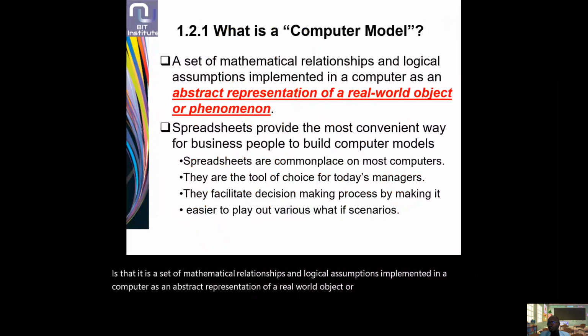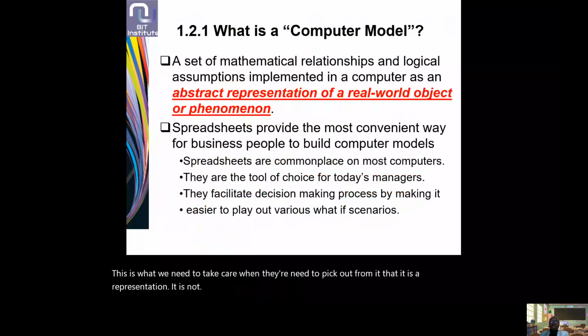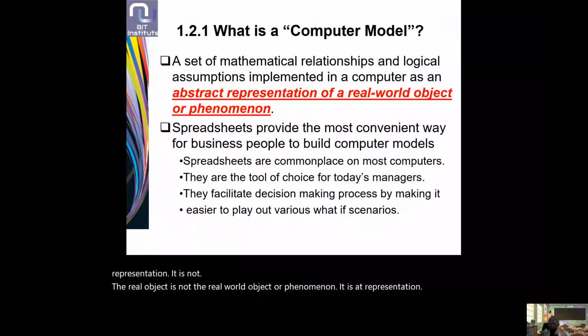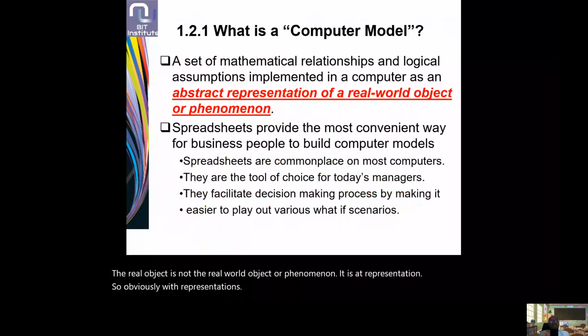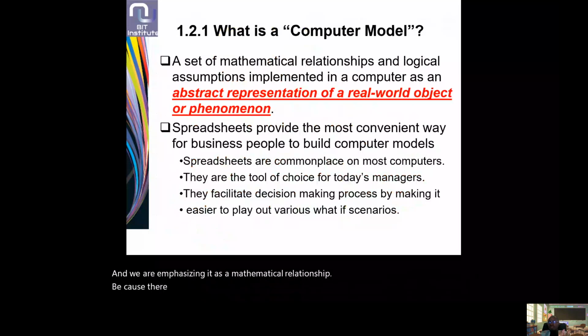Right? So a model is a representation of the real world. This is what we need to pick out from it, that it is a representation. It is not the real object, the real world object or phenomenon. It is a representation. So obviously with representations, there are some details that may be missing within that particular representation. And we are emphasizing it as a mathematical relationship because there are different types of models apart from computer models, and we'll see some of them as we go on.